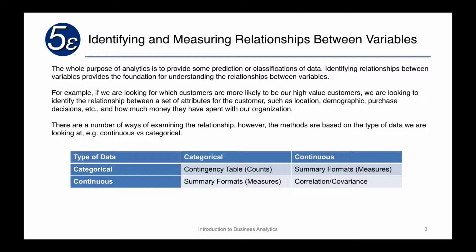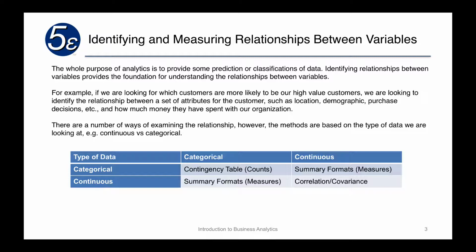One of the things that we want to do is understand relationships between variables. The reason this is important is because if we're looking for an association or a cause and effect, then two variables will have to either move in the same direction or move in opposite directions. So the whole purpose of doing analytics is to provide some prediction or classifications of data, and those classifications and predictions are going to be based on the relationships between the variables. So it's important to have a good foundation for understanding how these relationships are quantified and analyzed.